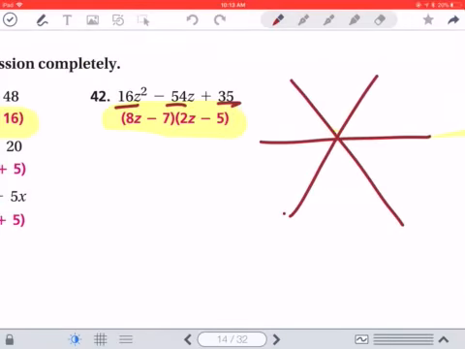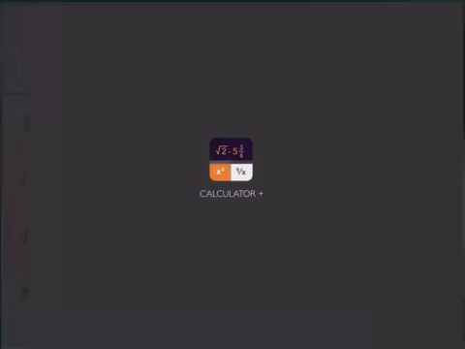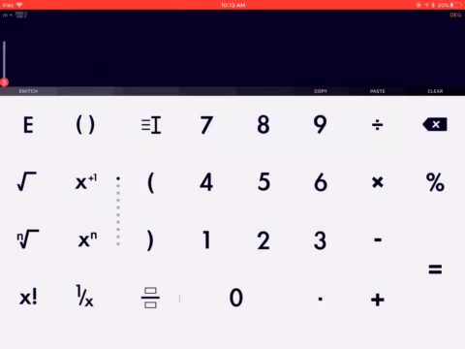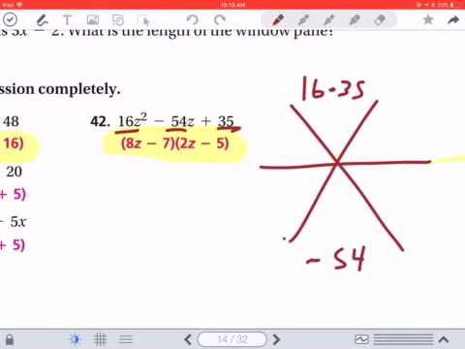But so I would multiply 16 times 35, a times c. I'd put negative 54 here. And then, let's see, 16 times 35 is going to be 560. Okay, so I would put 560 up here. So I got a giant number there. How do I figure out what to do?